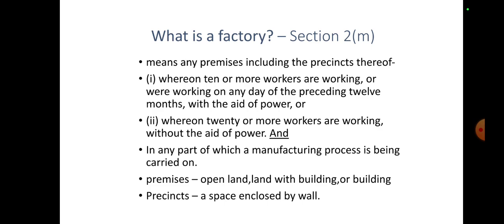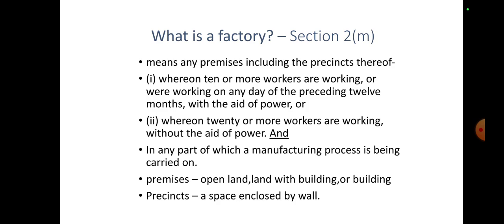That is, if 10 or more workers are working in some premises for the past 12 months with the aid of power, or whereon 20 or more workers are working without the aid of power, that premises we can call a factory, or in any part of which a manufacturing process is being carried on. So in that premises some manufacturing should happen, so that place we can call a factory.